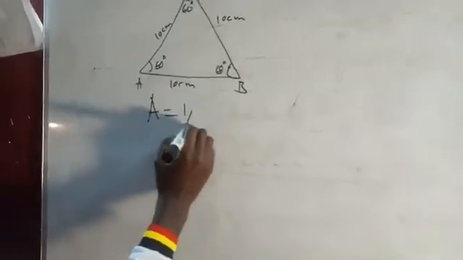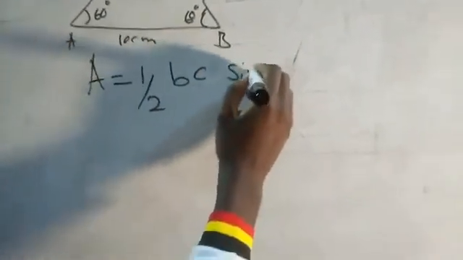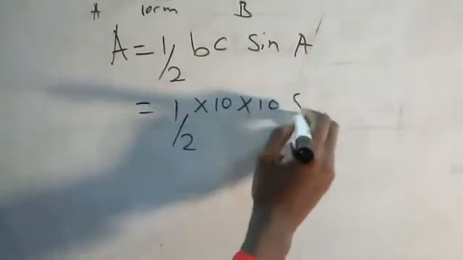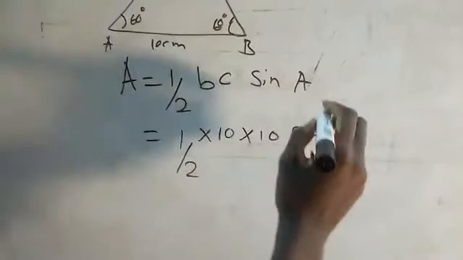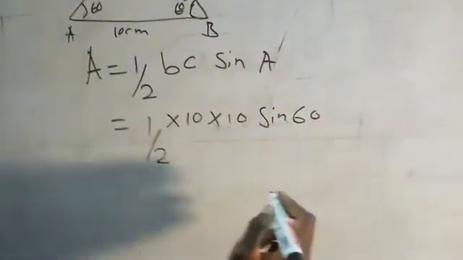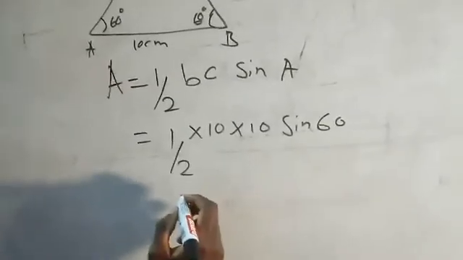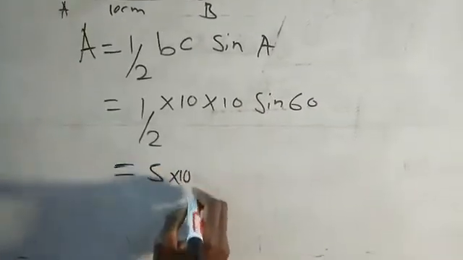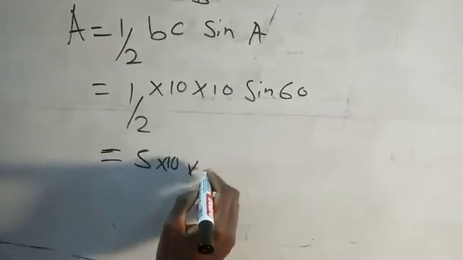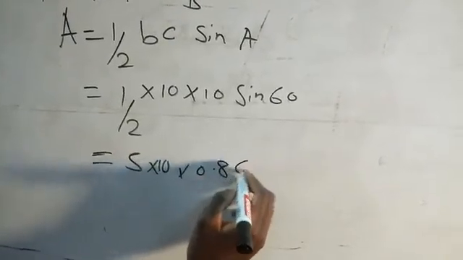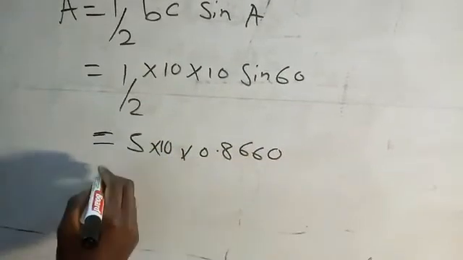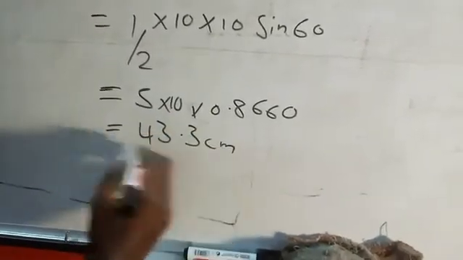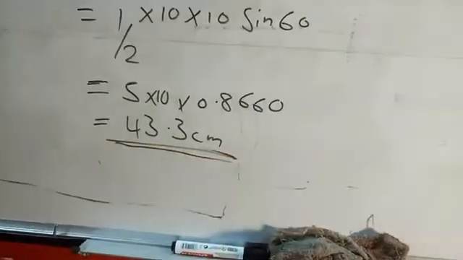area equals a half BC sine A, becoming a half times 10 sine 60 degrees, which will be 5 times 10, and the sine of 60 is 0.866, getting the answer as 43.3 centimeters squared. So this is our area here.